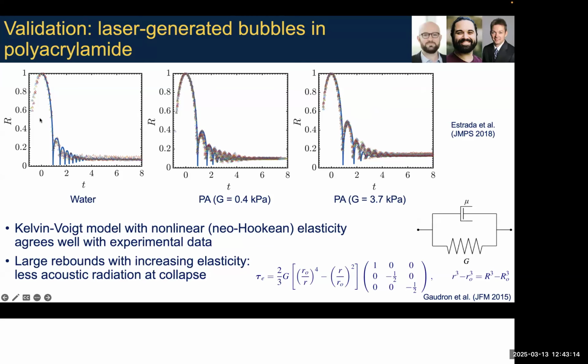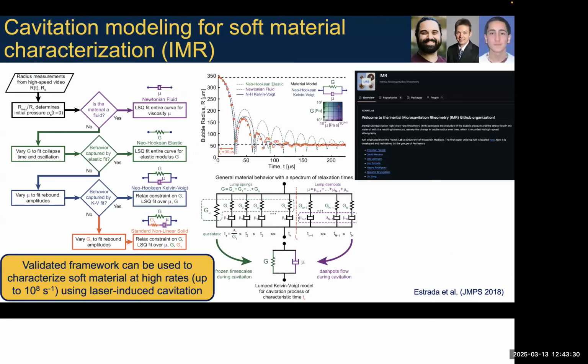So these are laser cavitation experiments in water, and then polyacrylamide gels of different molecular stiffnesses or concentrations effectively. So very good agreement there, which has been exciting for a number of reasons. The first one is that with this validated framework, and I mentioned before, tissue properties at those rates and those conditions are not known.